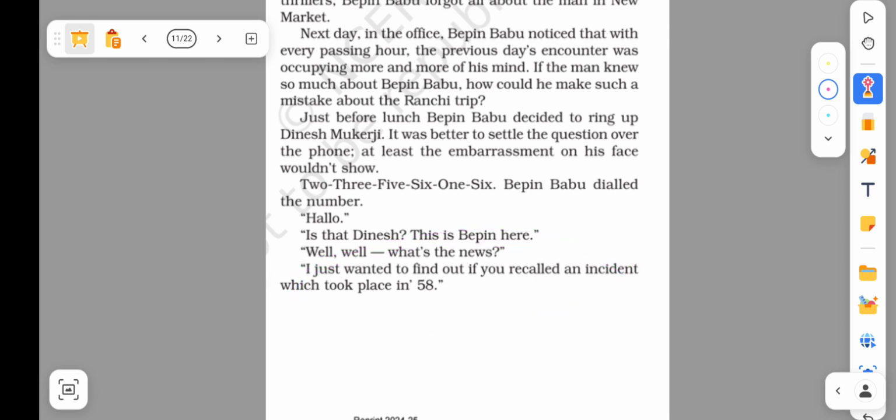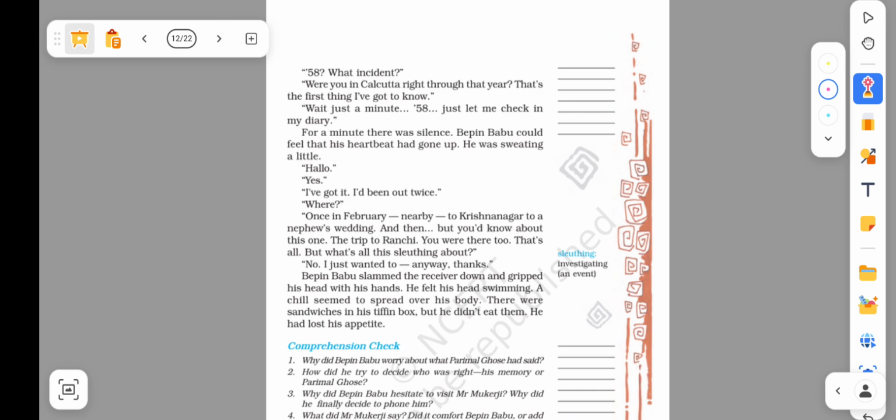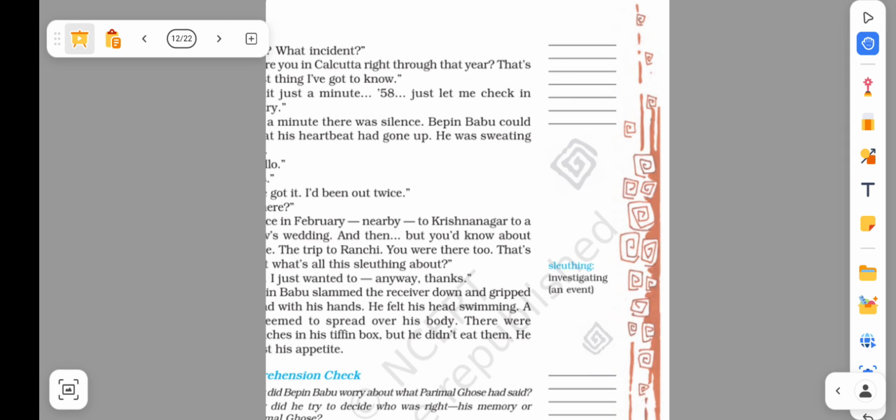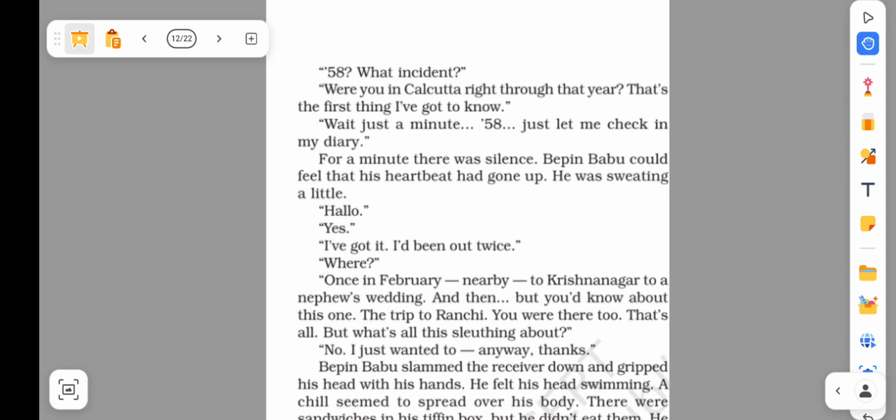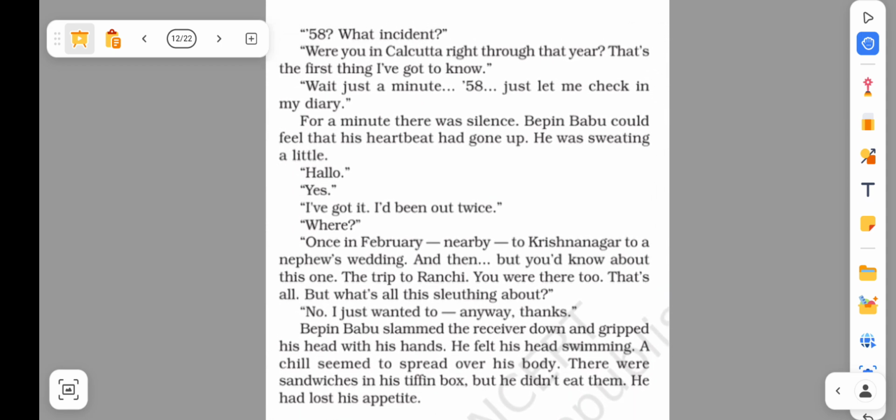Oh, okay. So Dinesh was already ready with his 1958 incident. Okay, now this is getting very interesting, bro. Let's see what he was talking about. 1958, what incident? Were you in Calcutta right now? Wait, just a minute. 1958, just let me check my diary.